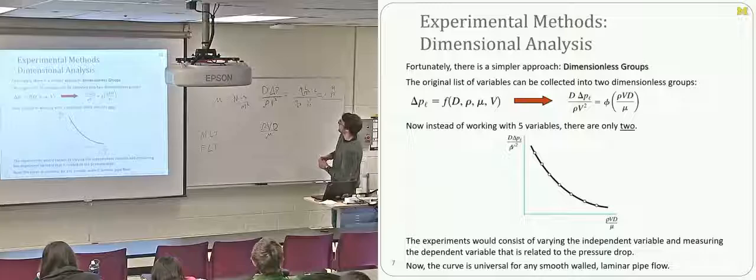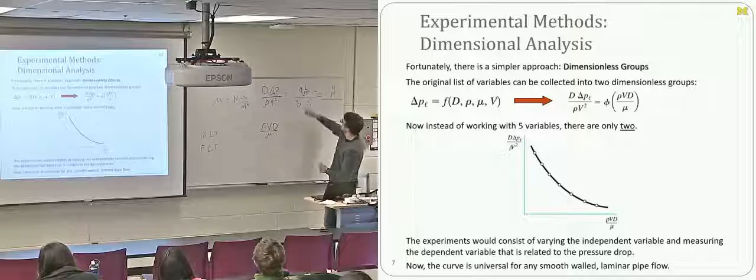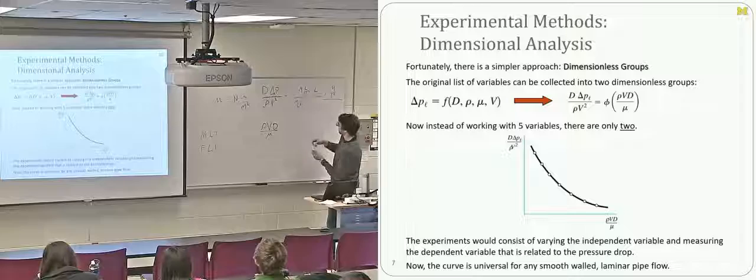Because it's pressure drop per length. Yeah, drop per length. We are missing an L. Mass, length, time squared. Oh, it's pressure drop per length. Okay, then that would make sense.